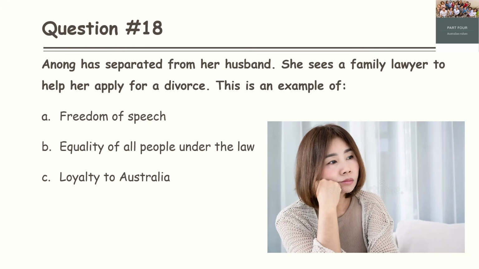Anong has separated from her husband. She sees a family lawyer to help her apply for a divorce. Divorce is acceptable in Australia. Either a husband or a wife may apply for divorce to the courts, even if the other spouse wishes to continue the marriage. This is an example of A. Freedom of speech. B. Equality of all people under the law. C. Loyalty to Australia.